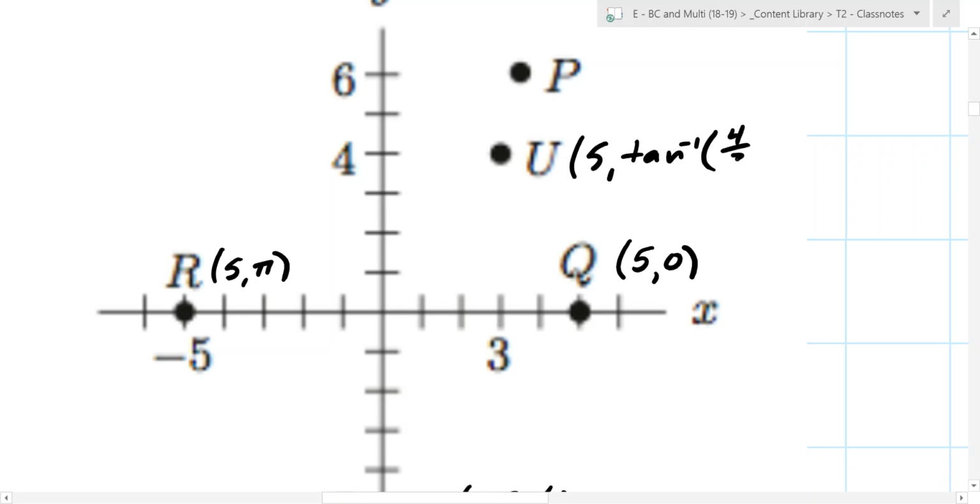4 over 3. Yes, very good. Inverse tangent of 4 over 3. Yeah, it's the inverse tangent of 4 over 3. The angle measure is always going to be the inverse tangent of y over x. Yay. What about P here?